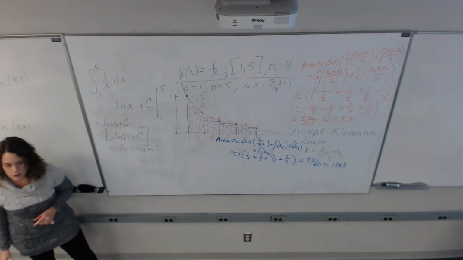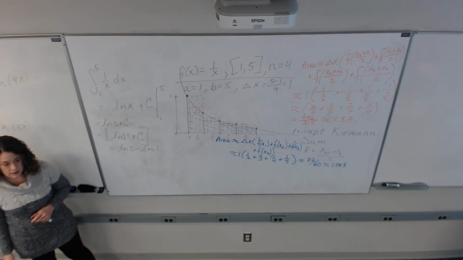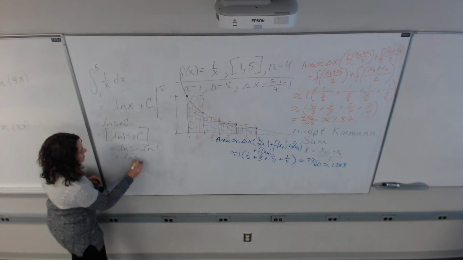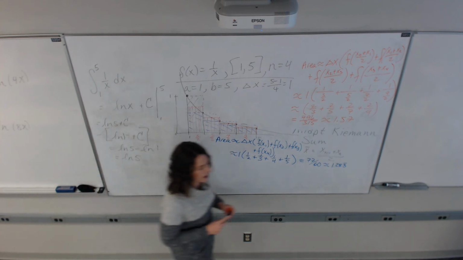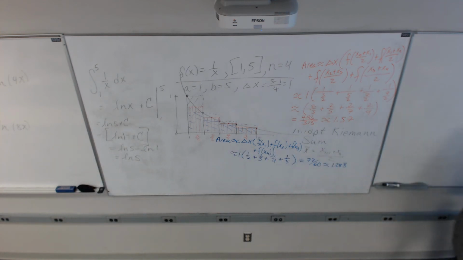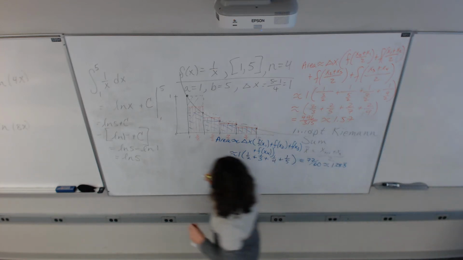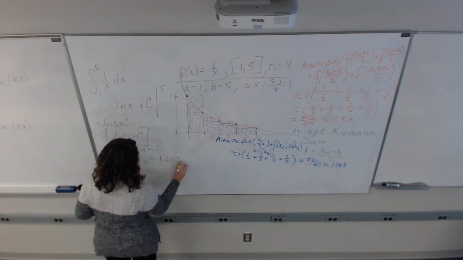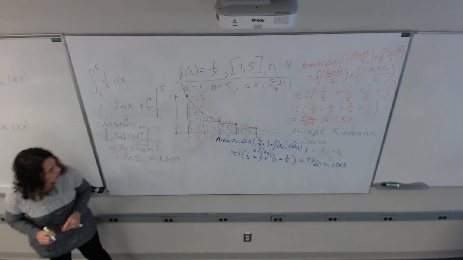What is the natural log of 1? 0. So what is this? It's the natural log of 5. How much is the natural log of 5? It's about 1.609.